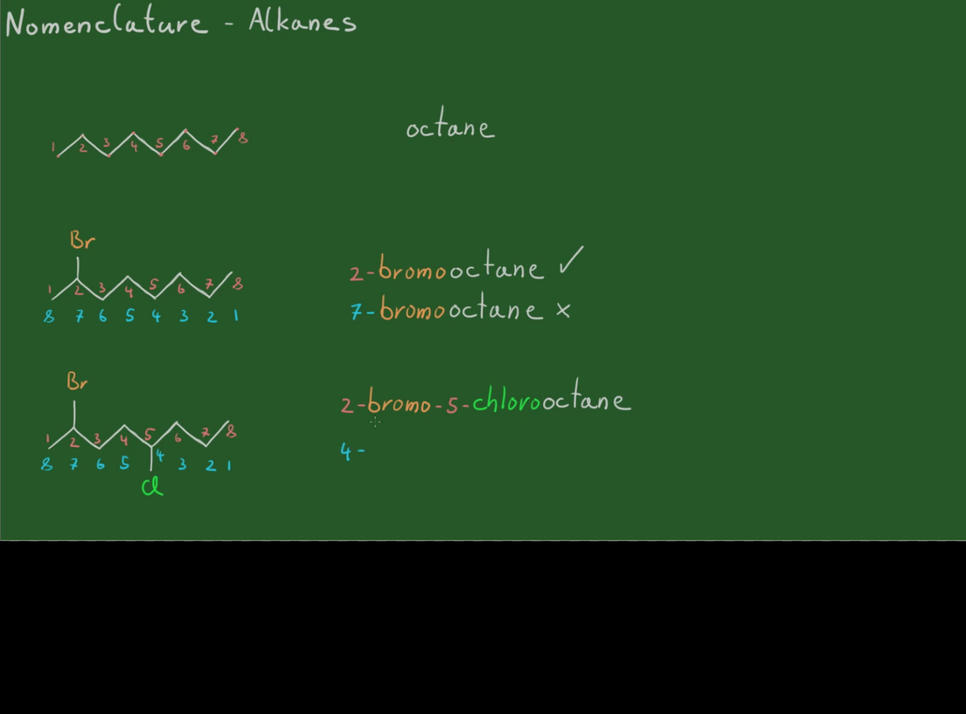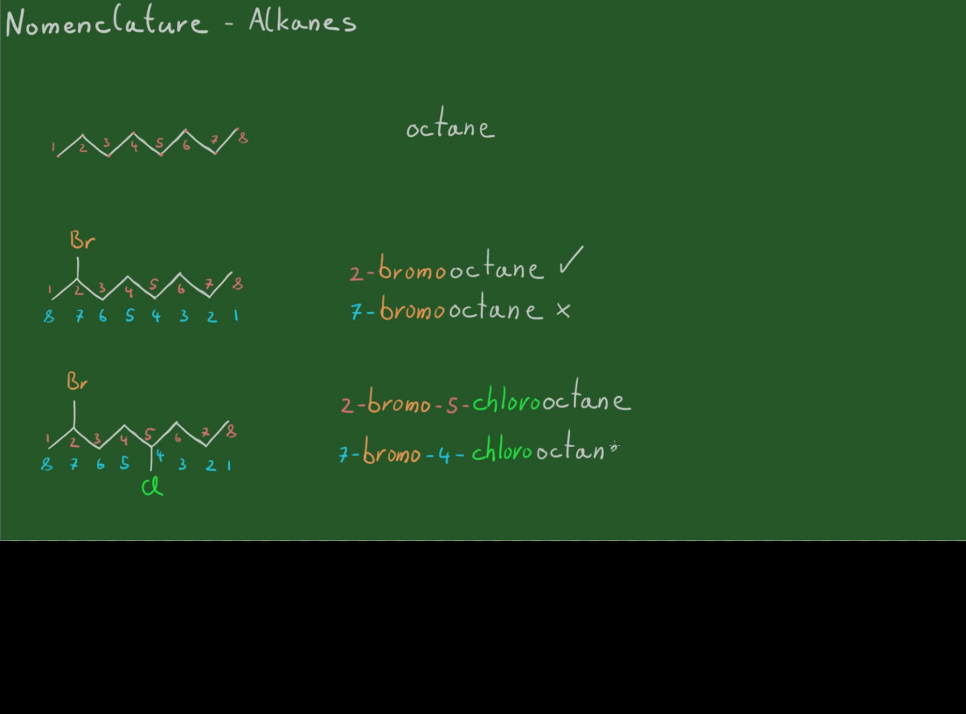We still list the substituents in alphabetical order, which means we need to put the bromo group first. And if we look at the blue numbers, the bromine is now on carbon number 7, so we'll have 7-bromo, 4-chloro. We are looking at the blue numbers. 4-chloro octane.